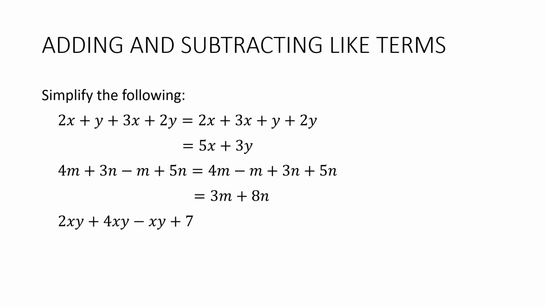2xy plus 4xy, take away 1xy plus 7. We can collect all the xy terms together, but not the 7. So 2 plus 4 is 6, take away 1 is 5xy plus 7.